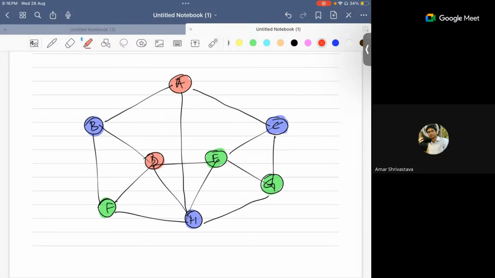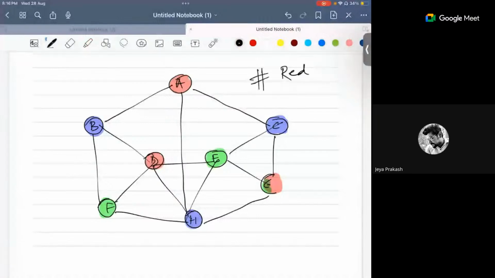So none of the adjacent vertices are of the same color. Okay, sorry. These two can't both be of the green color, right? So I'll have to put red here. Okay, I can put red there. Red I can put, right? So the minimum number of colors that is required is three: red, then blue, and then green.